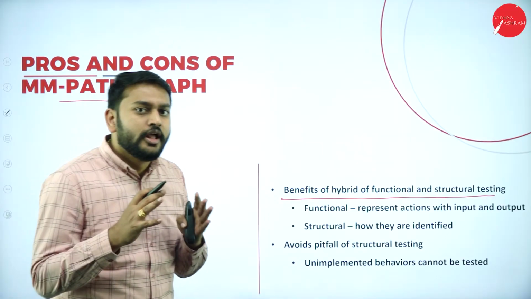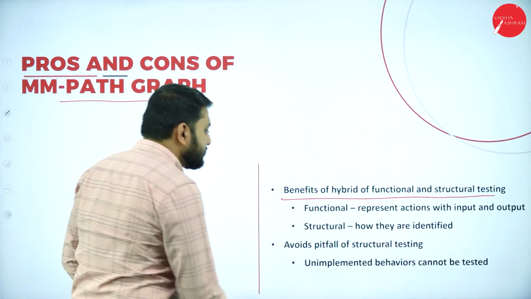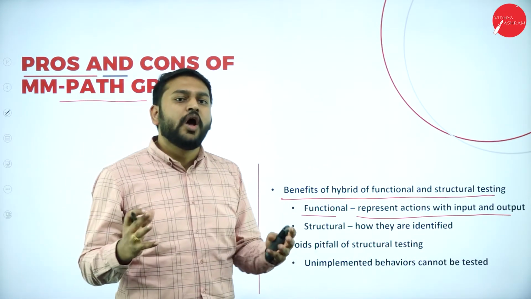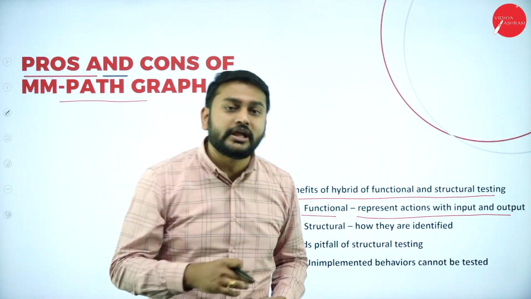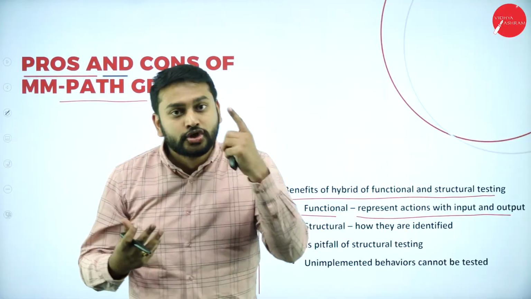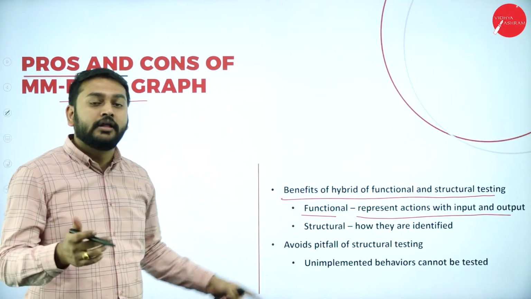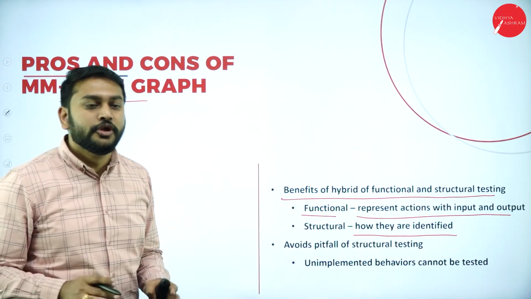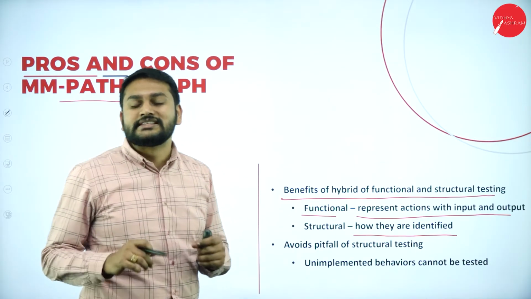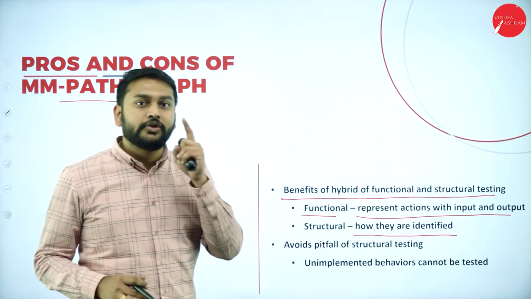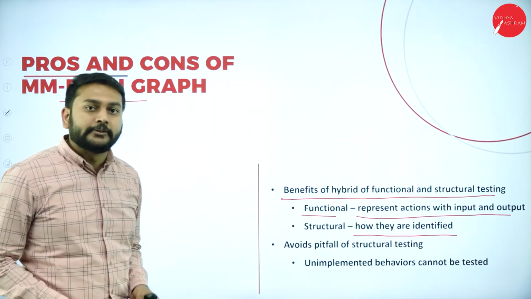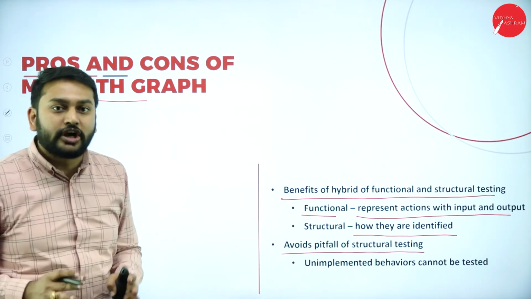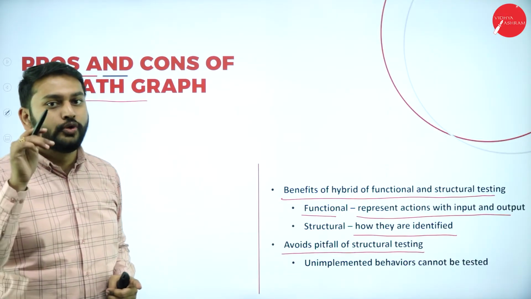What exactly does functional mean, what exactly does structural mean? Please understand, functional in the sense it represents action within the input and output. Functional means what exactly is happening, what you are doing with the input and output, how exactly you are processing. That is described with the help of functional. But when it comes to structural, please understand how they are identified. That is what you need to remember with respect to structural. These are the two important points that you need to remember with respect to the MMPath. Moving forward to the next one, it avoids the pitfalls of structural testing. That's one of the points that you need to remember.